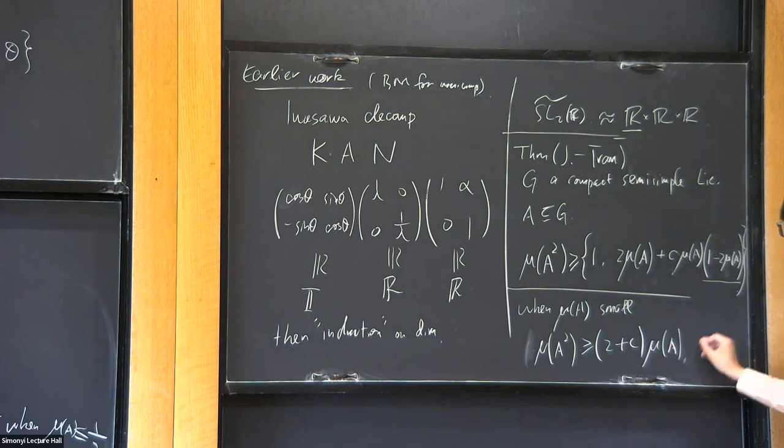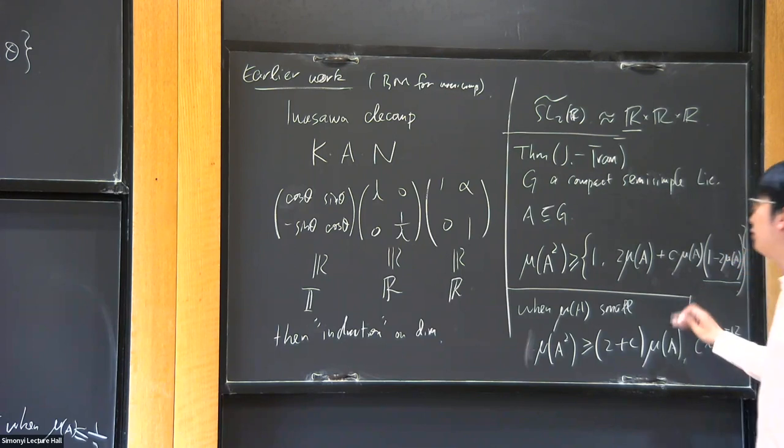And our C is like 10 to the negative 12. So you have many zeros. Still finitely many zeros, but many zeros. This is some general result for all groups, including large sets.